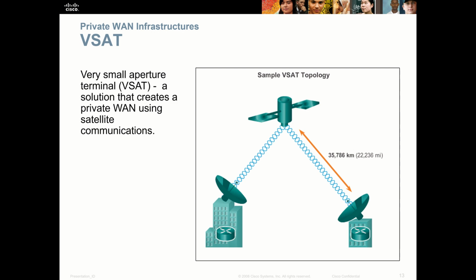Alright, the next private WAN infrastructure is VSAT, very small aperture terminal. Actually, we have two technologies which are similar, which are VSAT and satellite internet. VSAT is similar to satellite internet, but the difference is VSAT is used for the private one, and satellite internet is used for the public one.